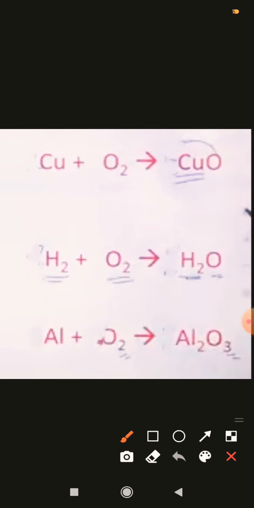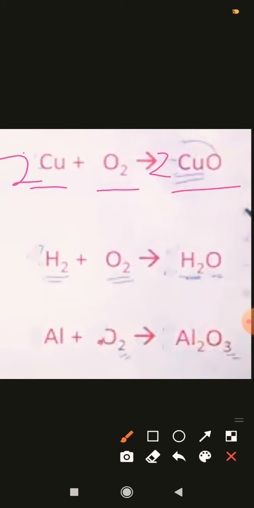Let's see an easy example. The easy example is copper plus O2 gives copper oxide. Here copper is already balanced, but we need to balance the oxygen. So we put here 2. Understood? So oxygen gets 2 on both sides, but copper gets unbalanced. So we put 2 again. By this we get 2 copper plus oxygen is equal to 2 copper oxide.